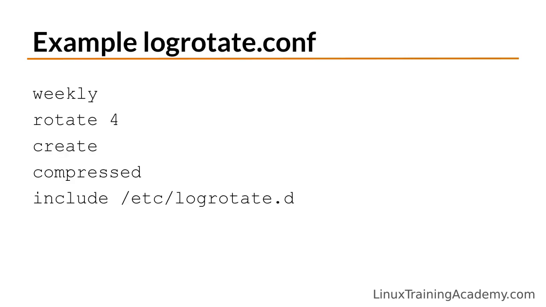Here's a sample logrotate.conf file. The configuration in the main file contains some defaults. For example, the weekly keyword ensures that log files will be rotated every week. The rotate 4 line tells logrotate to keep 4 weeks worth of logs. Logs older than this will be removed. The create line makes sure that a new empty log file is created after it is rotated.